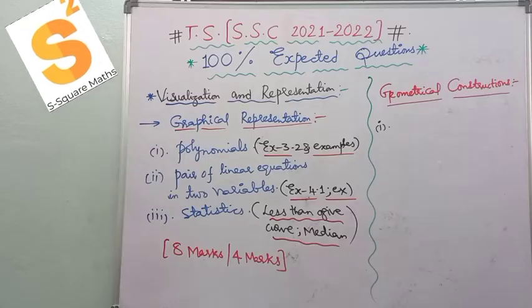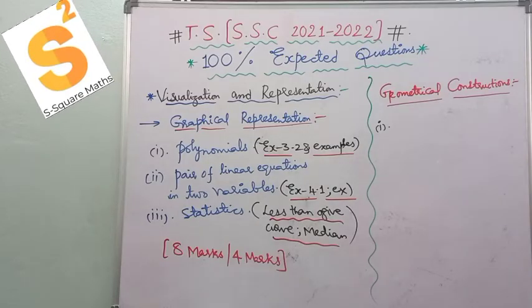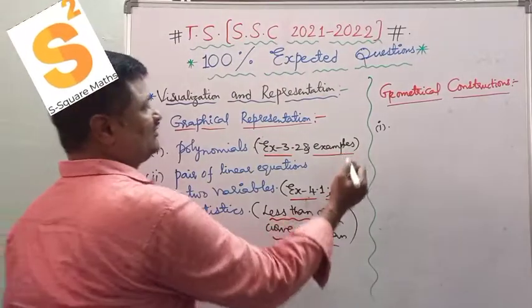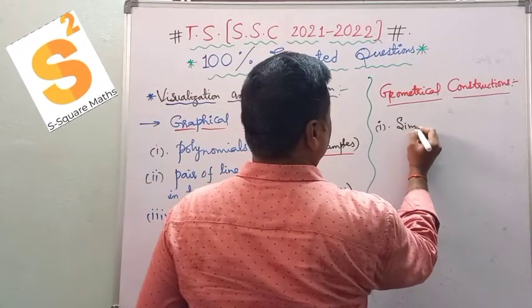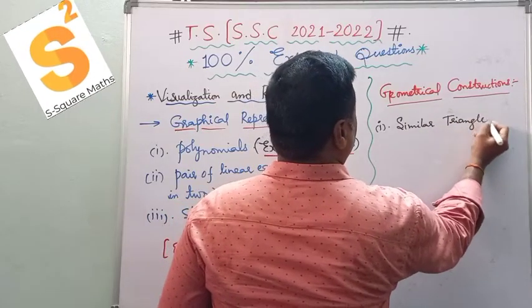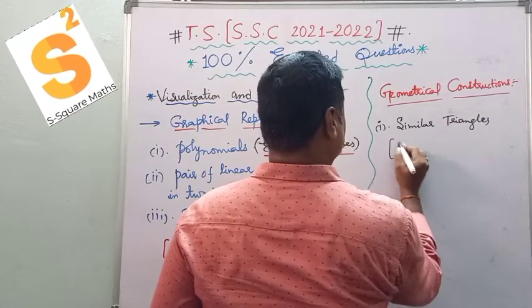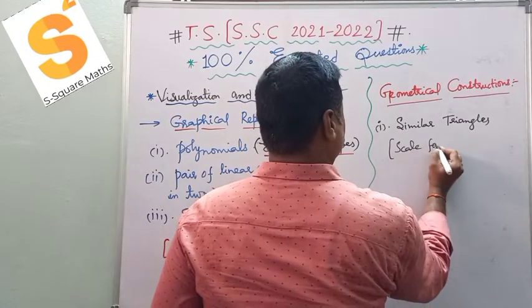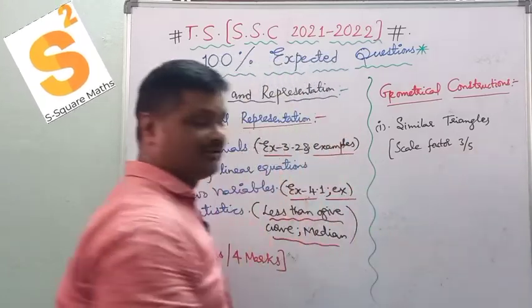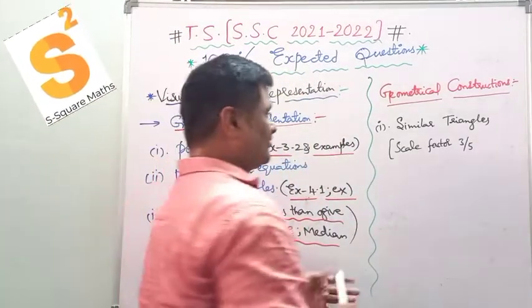Now the case of geometrical constructions, visualization and representation. Here, similar triangles. Here the case is where only the scale factor, say 3/5, so 3/5 stands for the proper fraction.